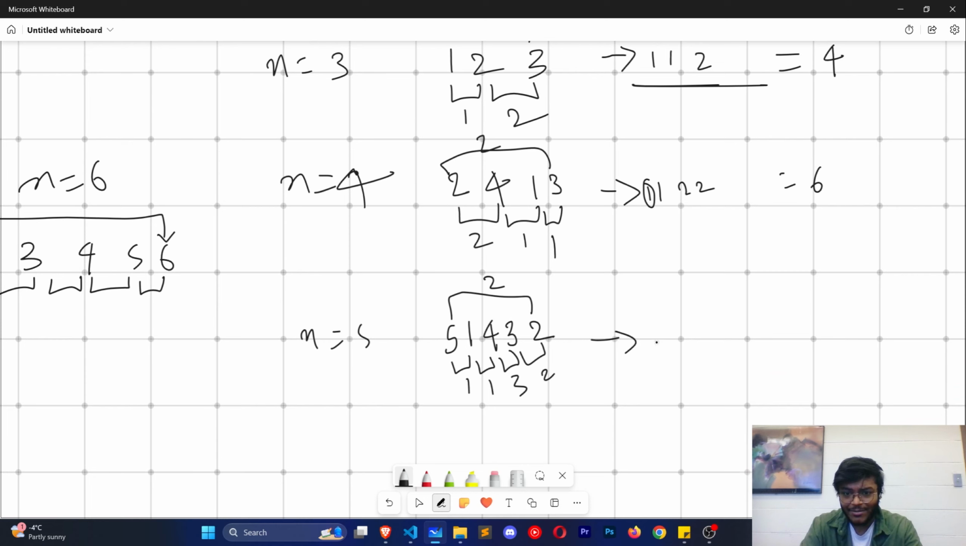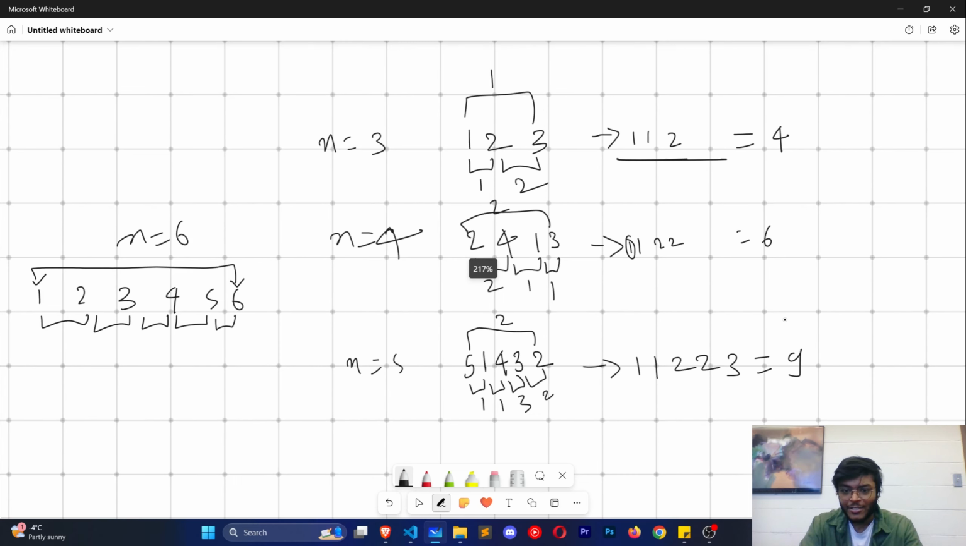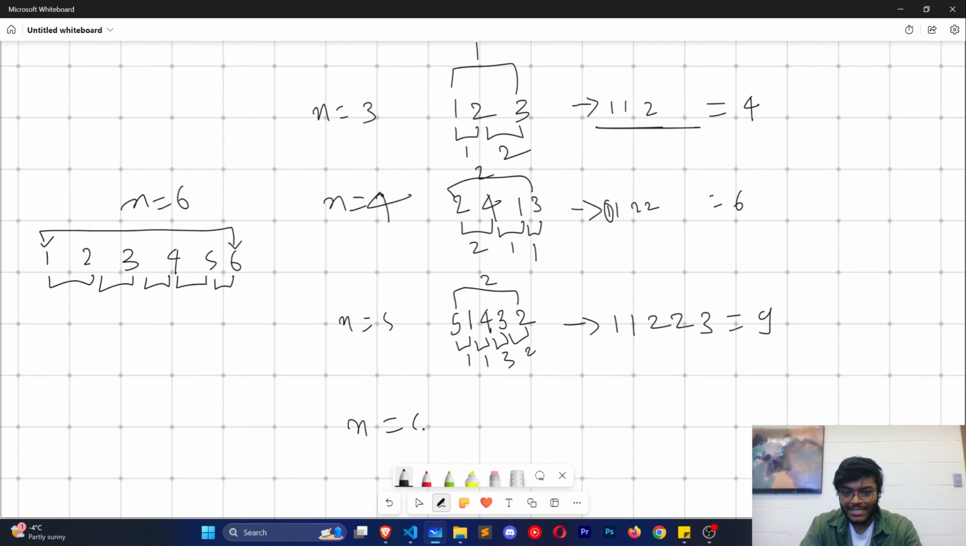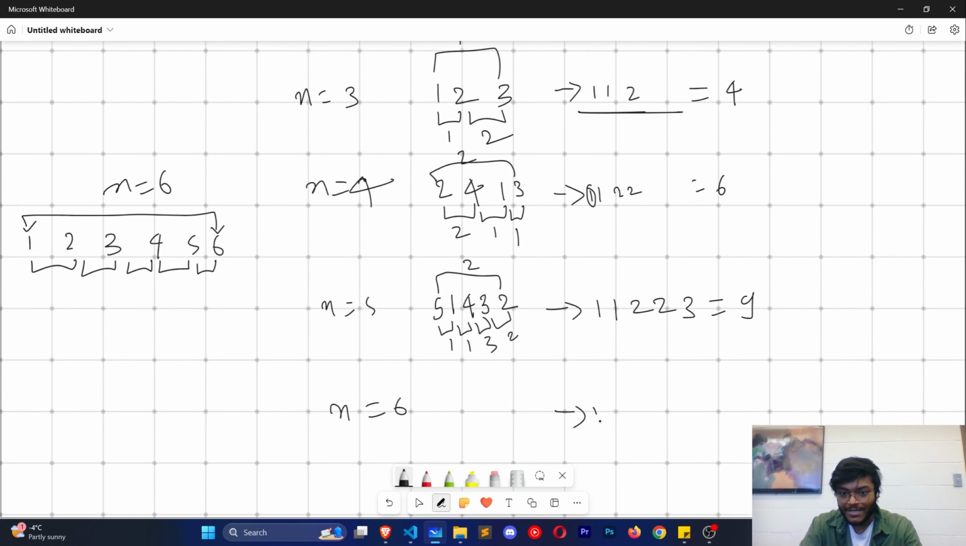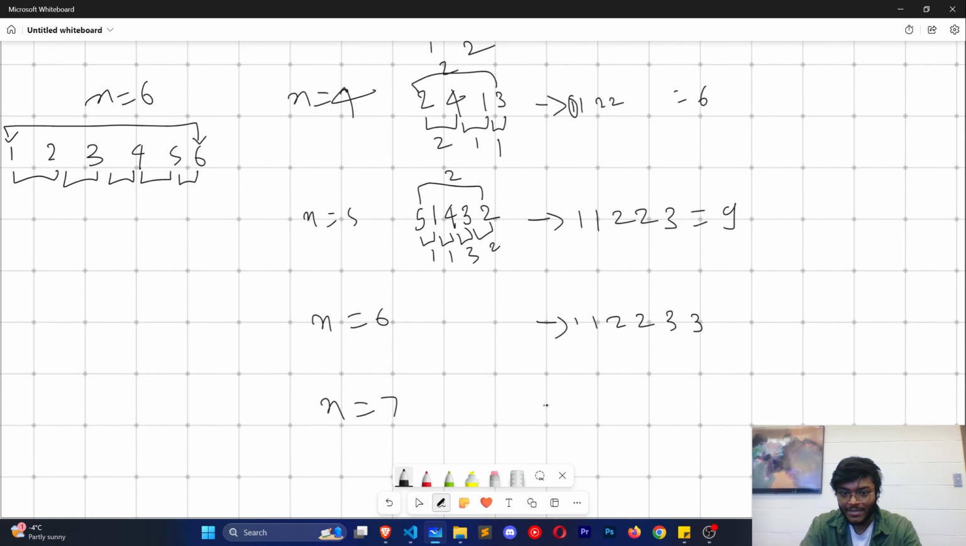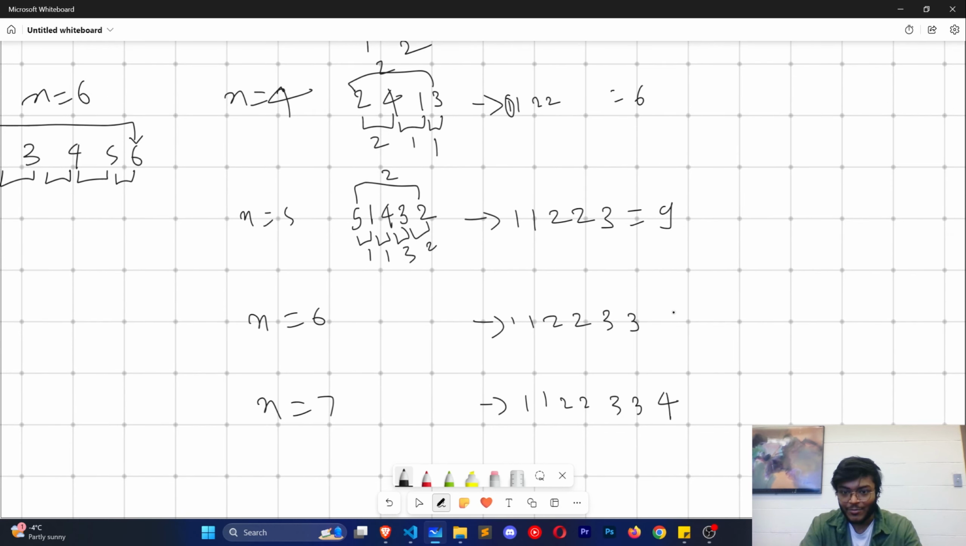So in this particular case, it will be 1, 1, 2, 2, and 3. That would be 4 plus 2, 6 plus 3, 9. Okay. So if you do it like this, you'll see a pattern. The pattern is 1, 1, 2, 2, 3, 3. Then for n is equal to 7, it would be 1, 1, 2, 2, 3, 3, 4. So this would be 6, 10, 12, and 12 plus 4, 16, something like that.